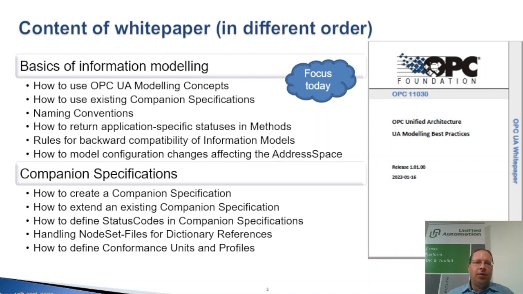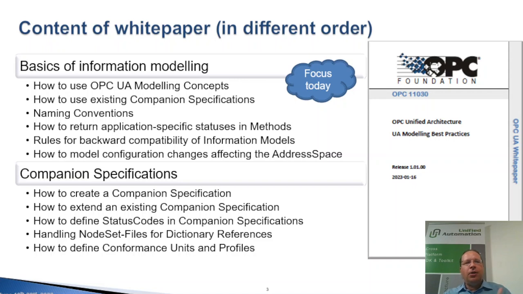The white paper, as I said, also contains content on companion specifications, like how to create a companion specification, how to extend an existing companion specification, how to define status codes, handling of node set files for dictionary references, and finally, of course, how to create conformance units and profiles for your companion specification.